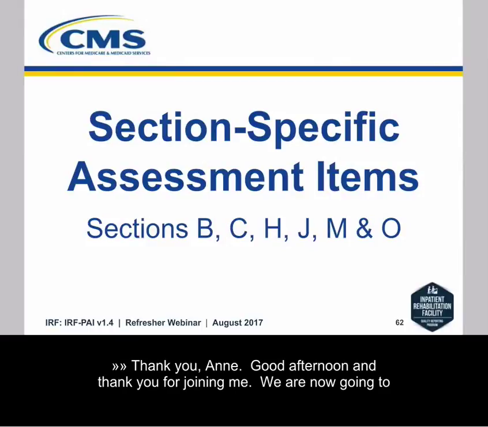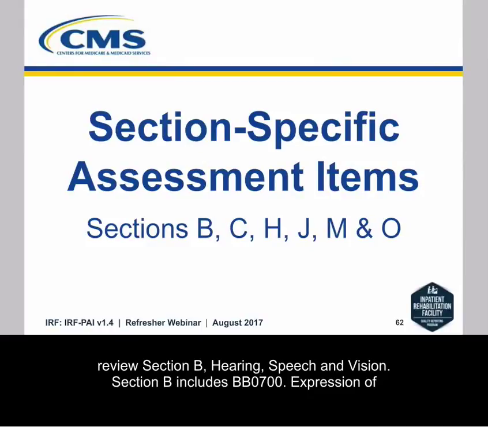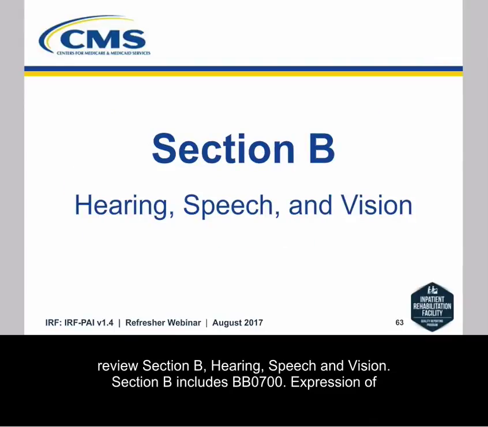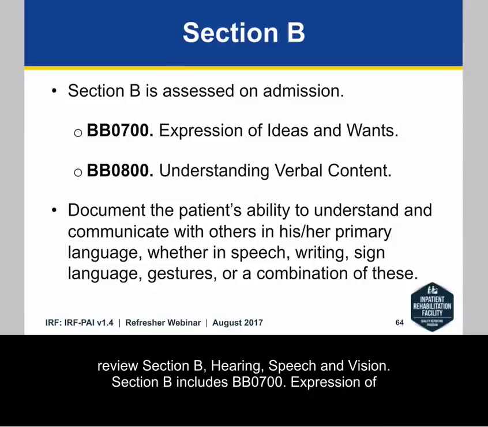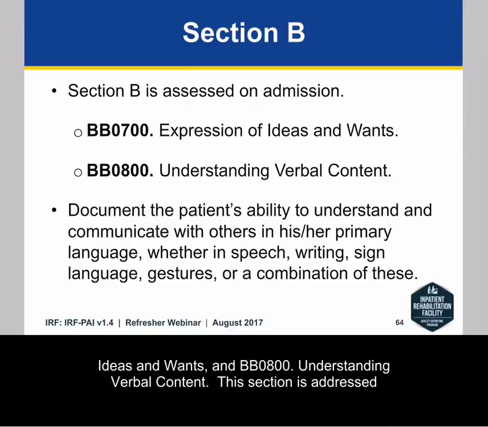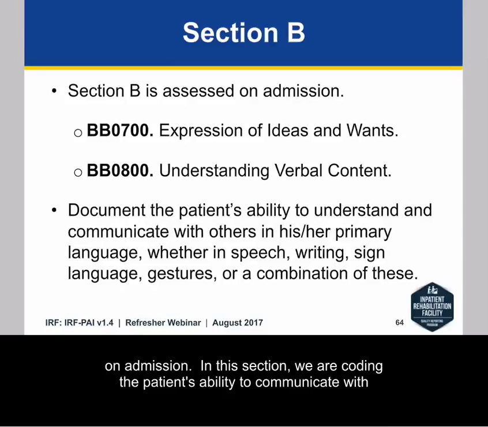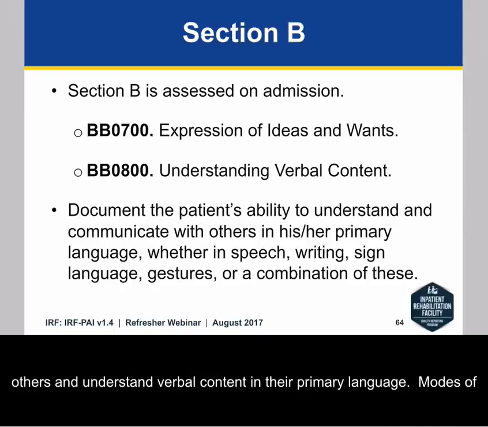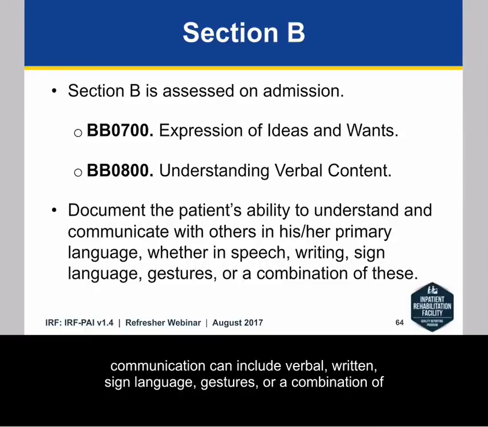We are now going to review Section B, Hearing, Speech, and Vision. Section B includes BB0700, Expression of Ideas and Wants, and BB0800, Understanding Verbal Content. This section is addressed on admission. In this section, we are coding the patient's ability to communicate with others and understand verbal content in their primary language. Modes of communication can include verbal, written, sign language, gestures, or a combination of these modes.